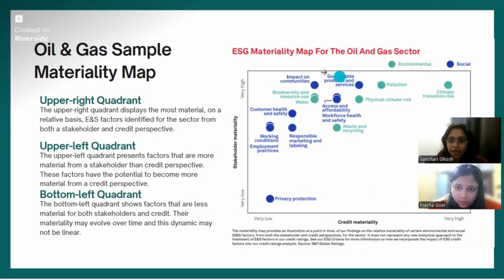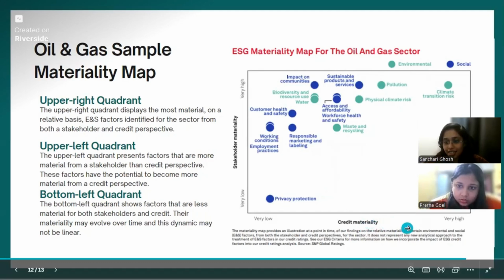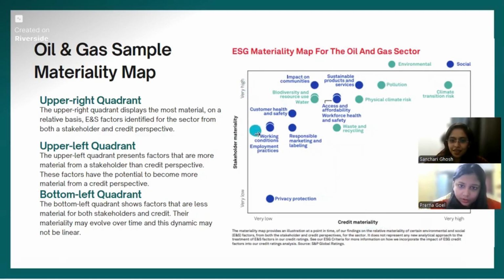Now the upper left quadrant has factors that are more material from the stakeholder than the business perspective. They're not that highly rated on the x axis; they're higher rated on the y axis. So all of these: working conditions, responsible marketing, access and affordability, waste and recycling. My consumer is actually wanting to see this. Okay. Got it. So blue ones are the social factors, and green ones are the environmental.